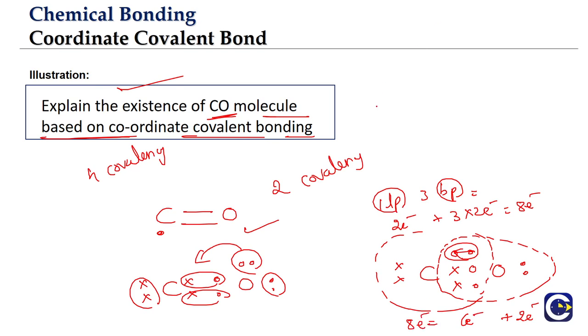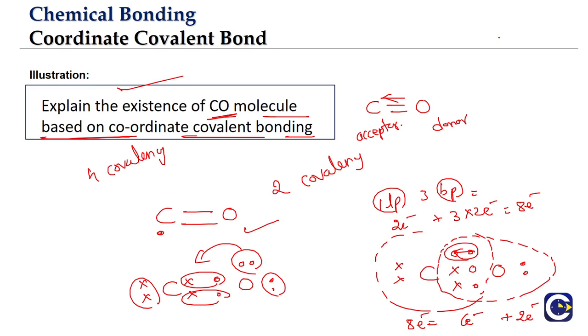So what is the representation we can think of? Carbon will have a double bond with oxygen, and the coordinate covalent bond will be from the oxygen atom to the carbon, because oxygen is the donor. Oxygen is what? Oxygen is the donor and carbon is the acceptor. So this is how we will explain the existence of CO molecule based on the coordinate covalent bonding.